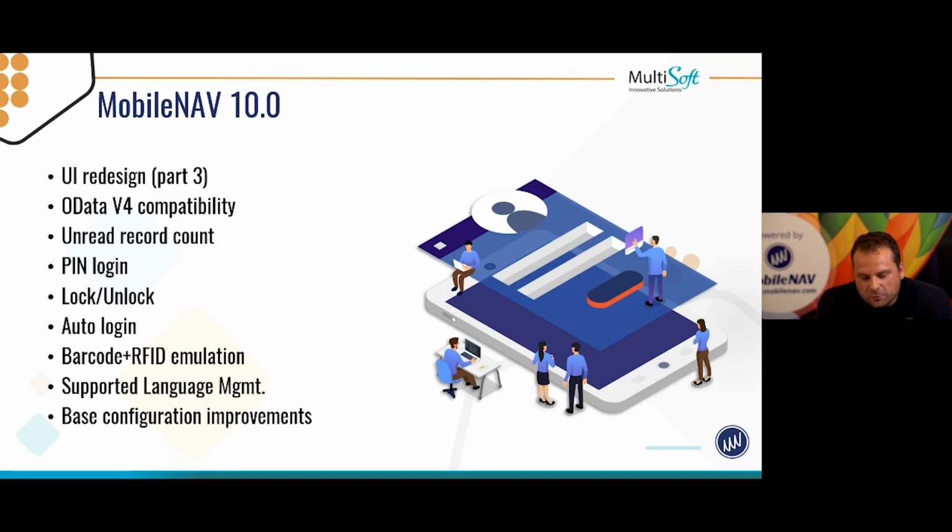And finally, two smaller ones, the barcode and the RFID emulation feature. This is very useful for configurators, I believe, because with these two features, you can very easily simulate the barcode reader or the RFID reader without an actual device with you, and you can test your changes, try out your regular expressions, etc. And finally, the supported language management. I will talk about that later on.